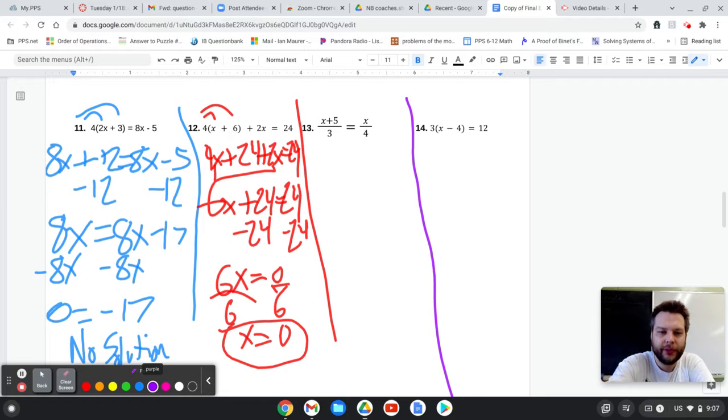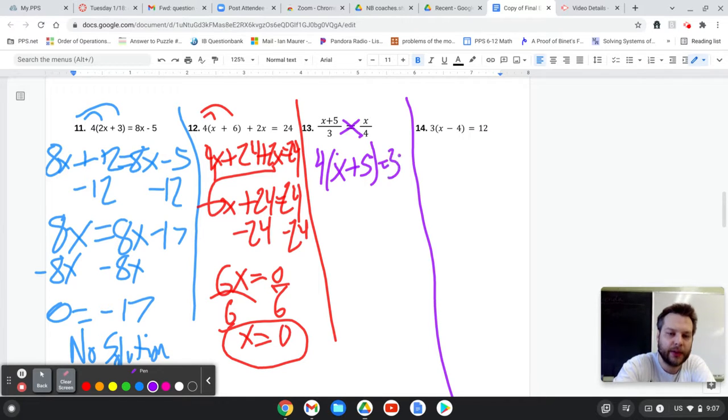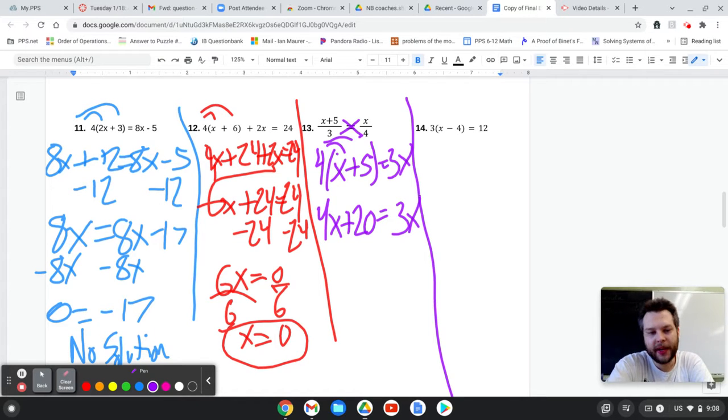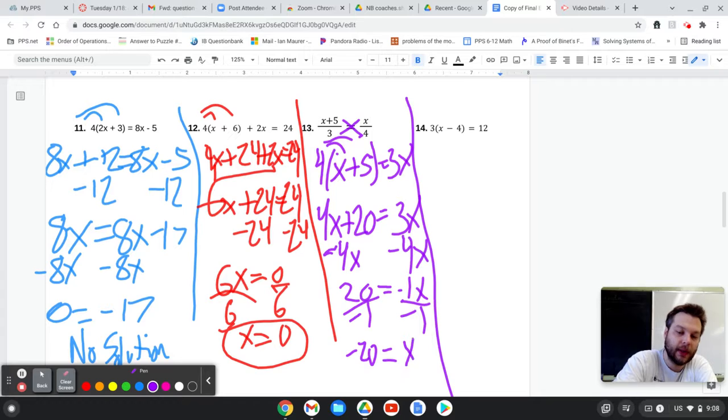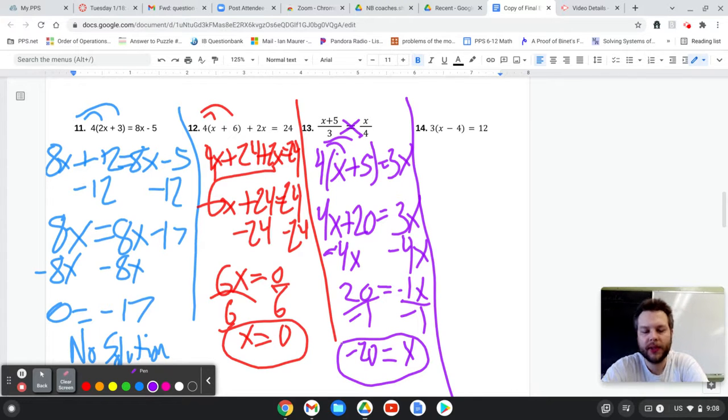On number 13, I see two fractions, and so I multiply by 3 and I multiply by 4. Multiplying cancels a fraction. So I have 4 times x plus 5 equals 3 times x. We've just been practicing distributive property, so it should be familiar by now. 4 times x plus 4 times 5. On this one, because my x's are already on the right side, I'm just going to subtract 4x from both sides. So I'm going to have 20 equals negative 1x and divide by negative 1. Negative 20 is equal to x. If you substitute negative 20 in, you'll see that both sides are equal to negative 5.